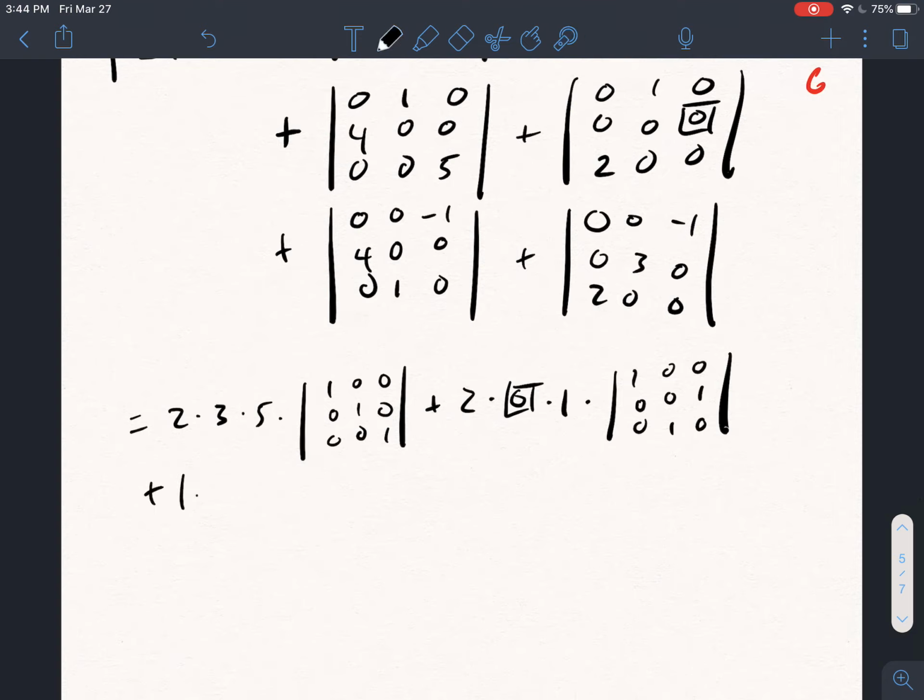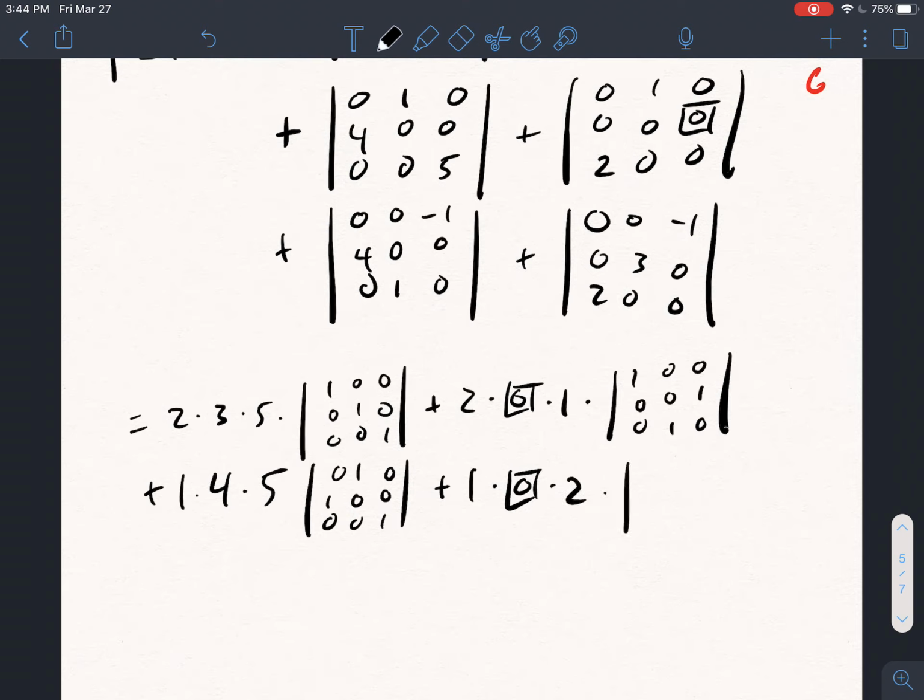Okay, second row, I'm going to factor out the 1, the 4, and the 5. Be left with 1, 1, 0, 0, 0, 0, 1. This one will have 1, a boxed 0, and a 2.